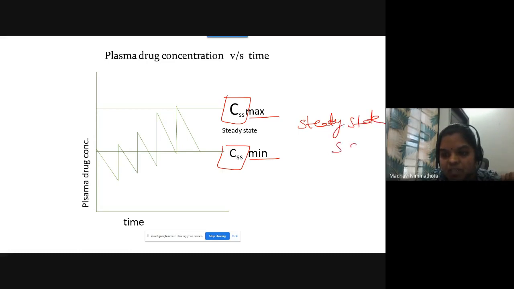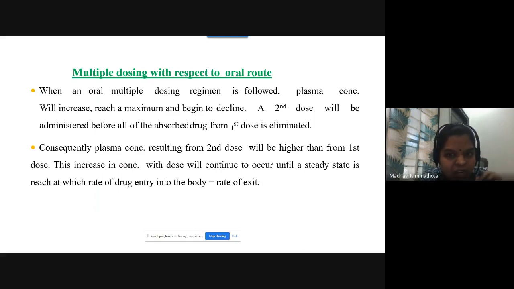Steady state means SS. Here we are talking about concentration. So the steady state plasma drug concentration maximum, the steady state plasma drug concentration minimum. Here our drug is fluctuating between these two concentrations. So when you take this multiple dosage regimen of IV injection, your drug will be fluctuating like this. So the sentence is explaining in terms of this graph. This is about your IV injection, multiple dosing. And the next one is B, multiple dosing with respect to the oral route.